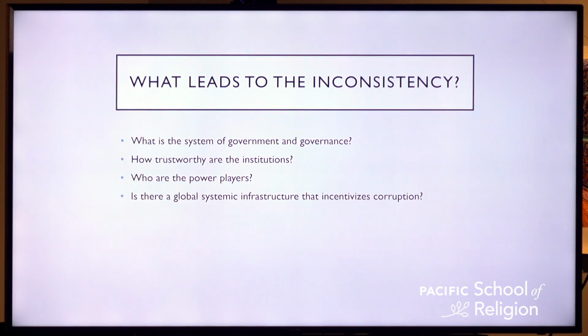So what leads to this inconsistency? One thing you do see is a higher level of centralization of wealth. Remember I said that they had lower levels of democracy, higher levels of poverty, et cetera. So a couple of questions for us to ask. What is the system of government and governance? How trustworthy are these institutions? Who are these power players? And is there a global systemic infrastructure that incentivizes corruption? So this is not just about this one country and the resources in that country and the actions these individuals are taking, but it's also a wider narrative about what colonialism actually is, which is a global narrative of things that influence from one place that then impact the other.